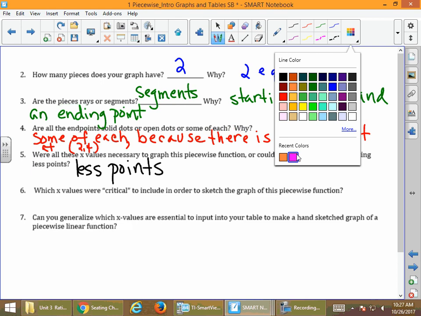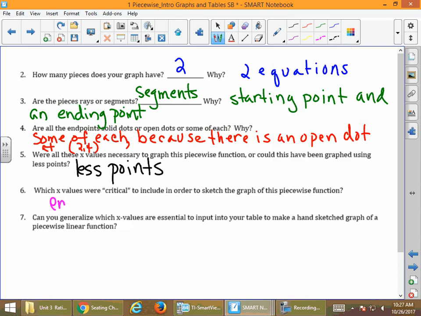So what did I put? Endpoints from each domain. As you write that down, I want to pop back to the equation again because I want to show you what I'm talking about if you don't know what that vocab means. The endpoints from both domains.